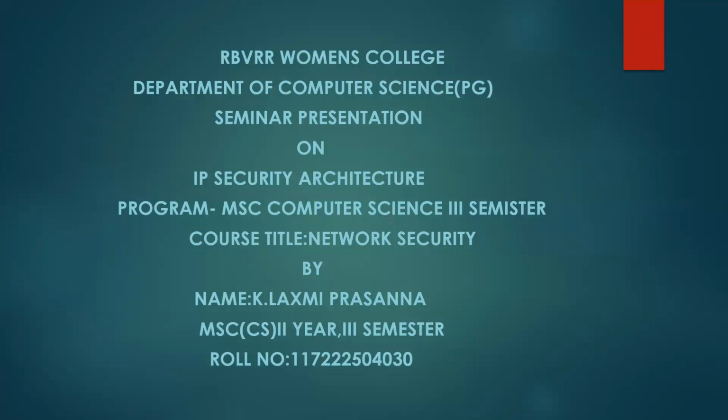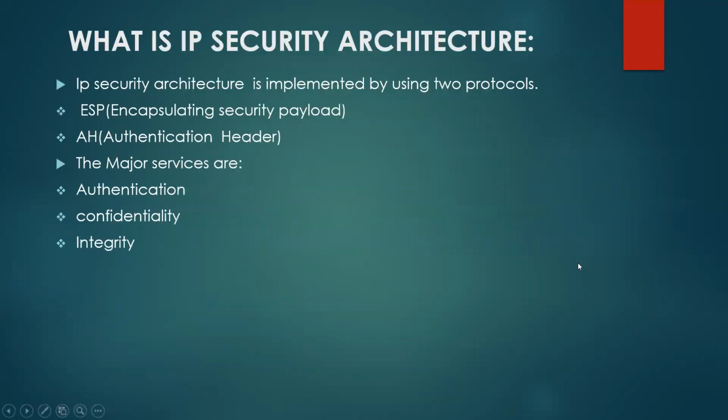Here I am going to explain a topic on IP security architecture, and here we move to the next page. What is IP security architecture? IP security architecture is implemented by using two protocols. They are called ESP and AH. Here ESP means encapsulating security payload and AH means authentication header.